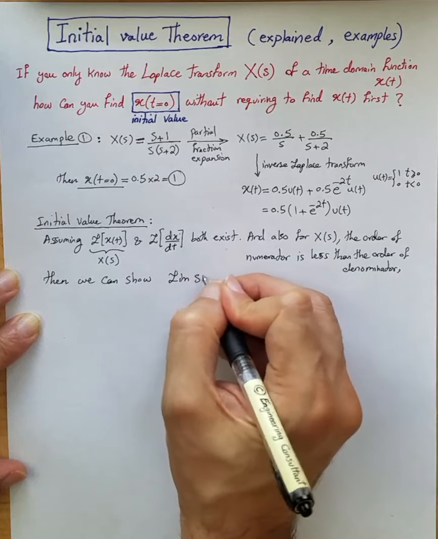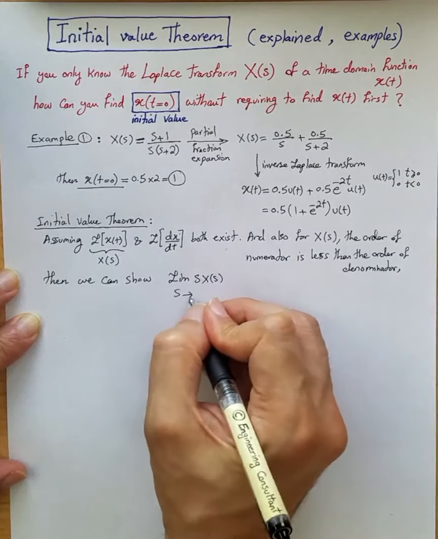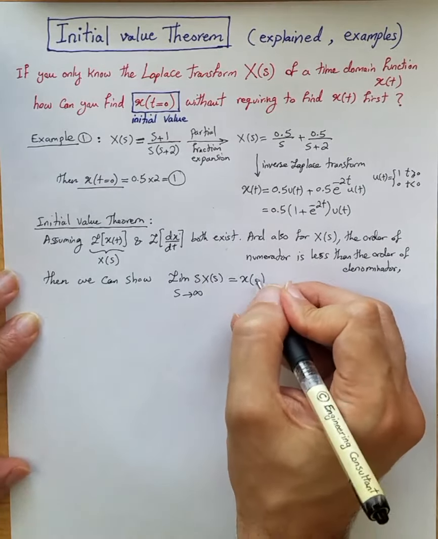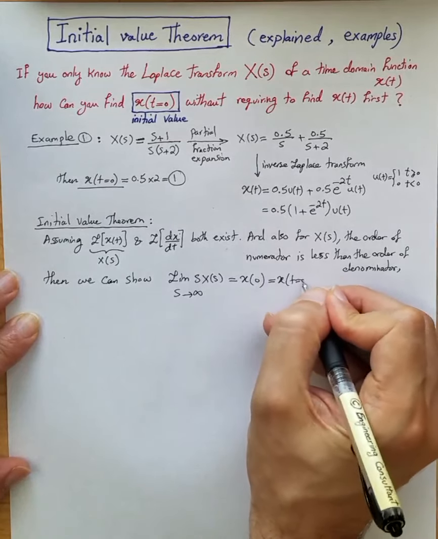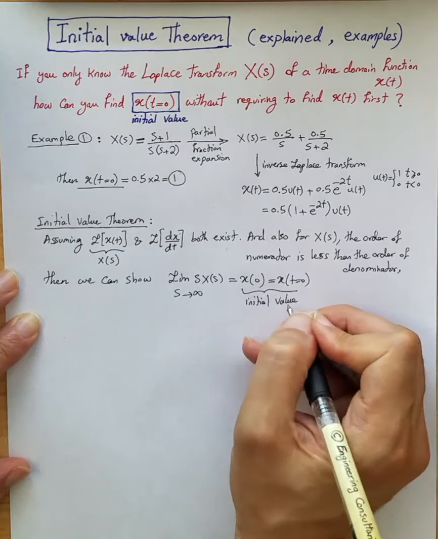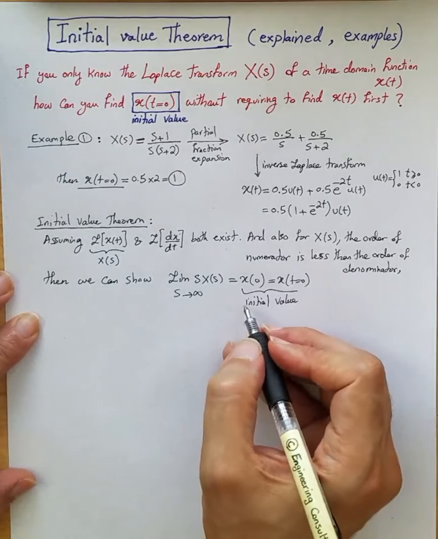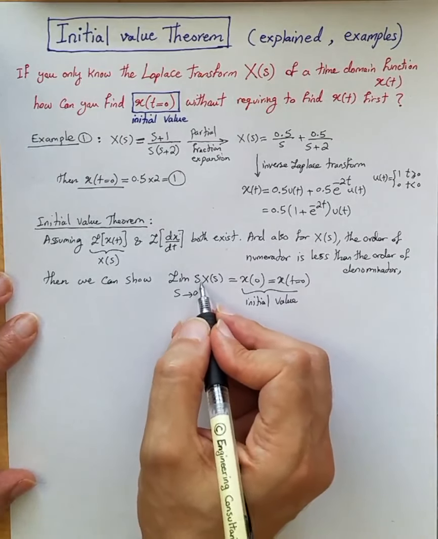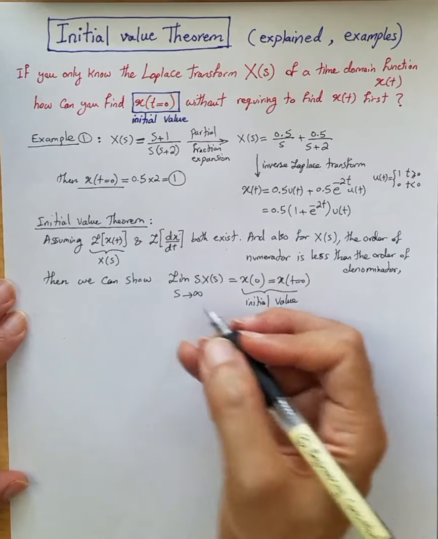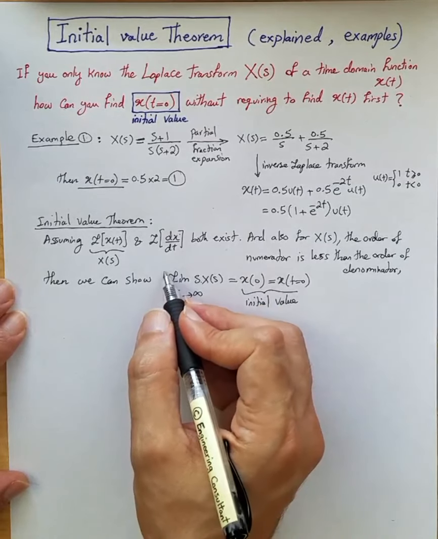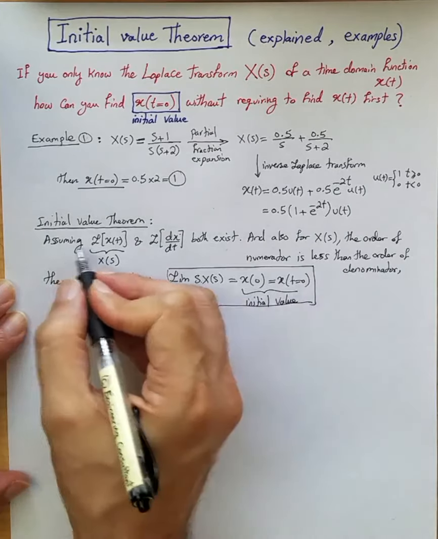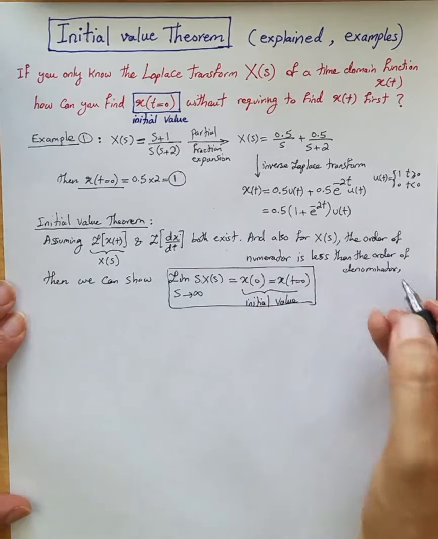the limit of s X(s) when s goes to infinity is equal to x(0), which is x at time equal to 0, which we are referring to as the initial value. So it means to find the initial value, you just need to compute the limit of s times X(s) when s goes to infinity. No need to figure out the time domain function directly. But we need to be careful. This initial value theorem can only be used if these conditions listed here are satisfied.